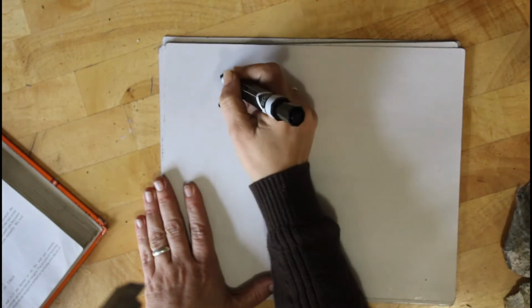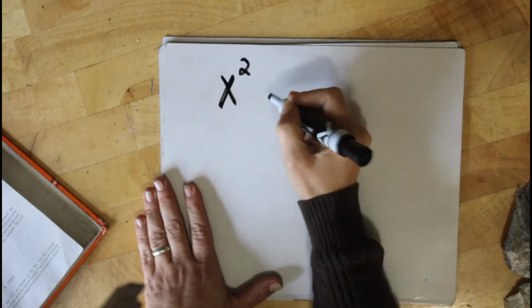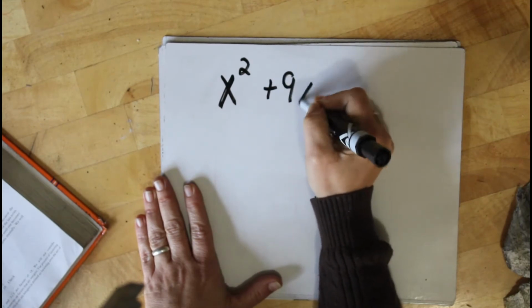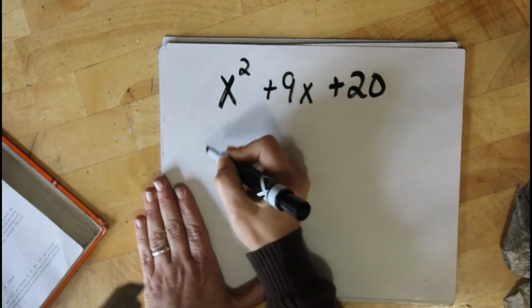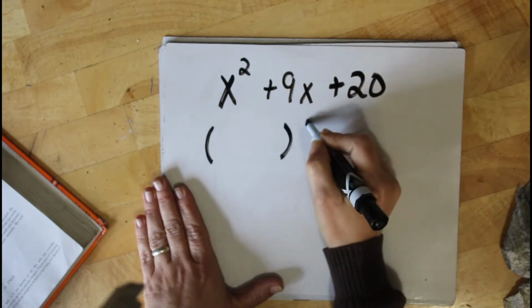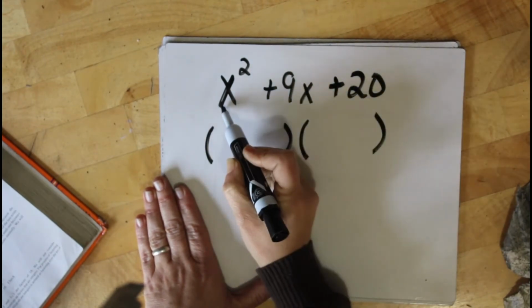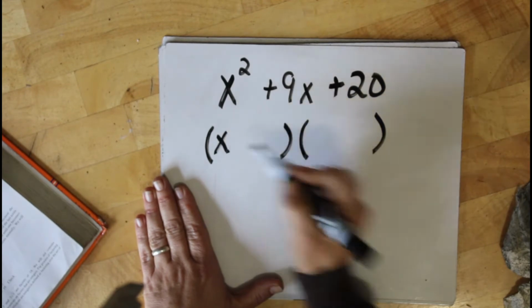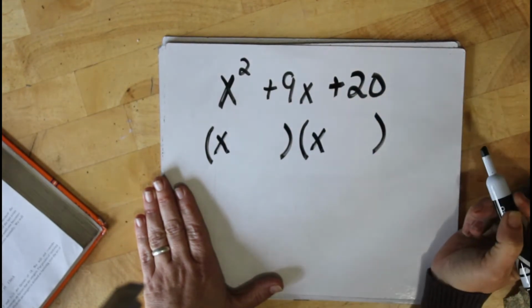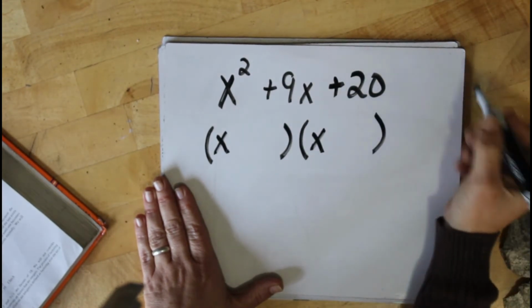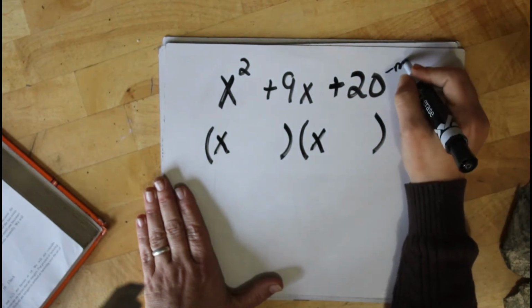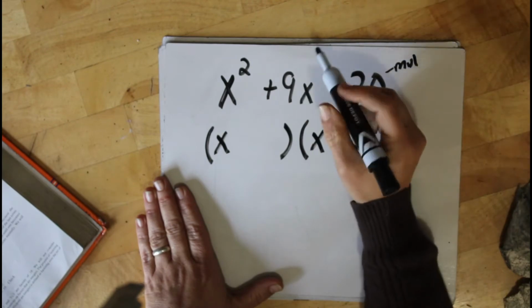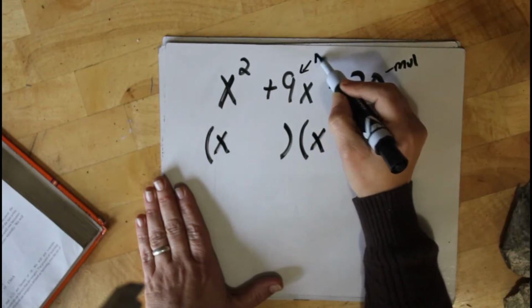Start with x squared plus 9x plus 20. All right, so I'm going to draw my parentheses first. This x squared right here tells me that I have to have x times x. Now I've got 20 over here, so I've got to think of the factors of 20, numbers that can be multiplied to make 20 and added to make 9.